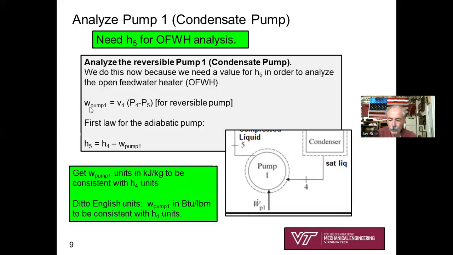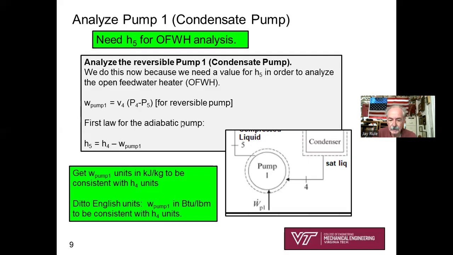The work of pump 1, w dot over m dot, is simply going to be, for the incompressible reversible pump, v4 times (p4 minus p5). You're going to know all those. Well, you'll have to figure out what v4 is. You know the condenser pressure. You know it's a saturated liquid, so you can look up v4, and you're going to have p4 and p5. So you can get a number for w dot over m dot, the reversible work for pump 1.